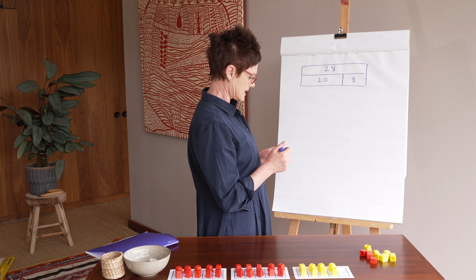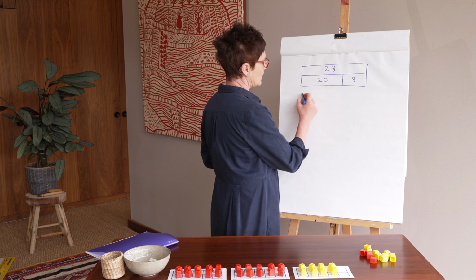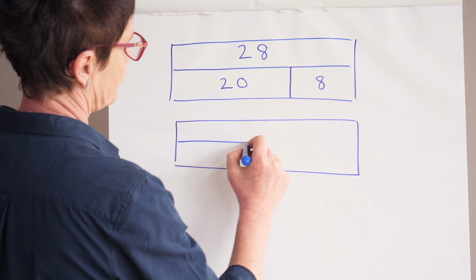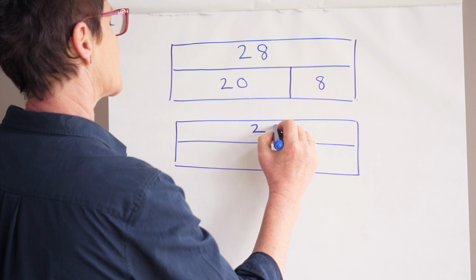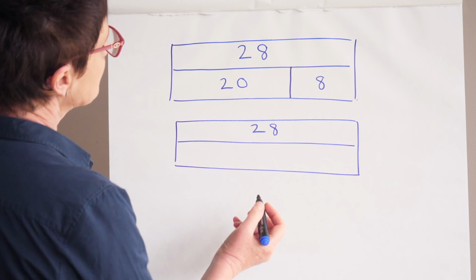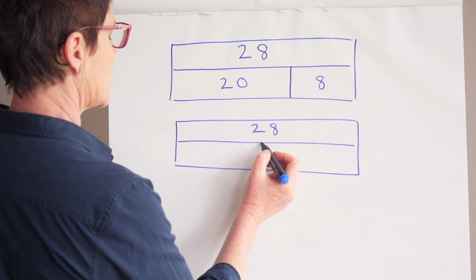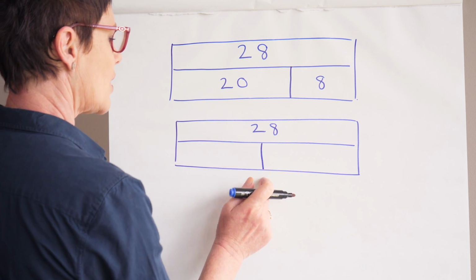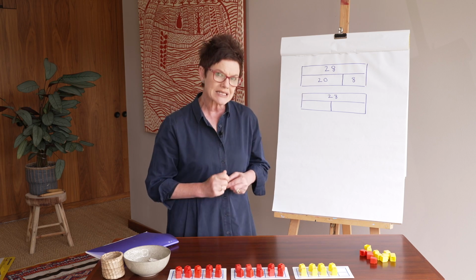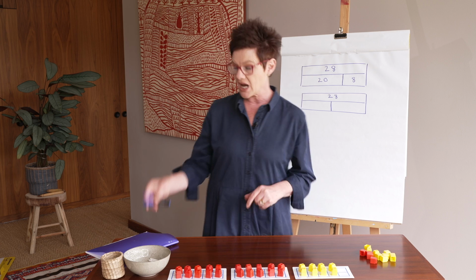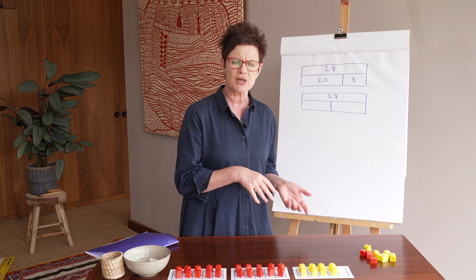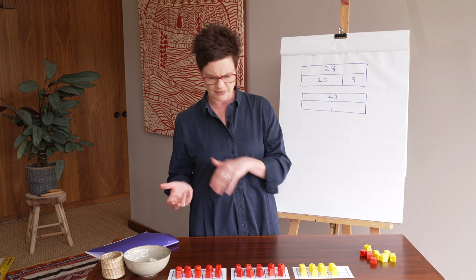Okay, right. Let's have a look at another way of splitting this number. So I'm using the same whole, the same amount, 28. And this time, very purposely, I'm going to put a line in the middle because I am going to split my number in half. Let's see if I can do that. I know my doubles. Let's see if I can half.